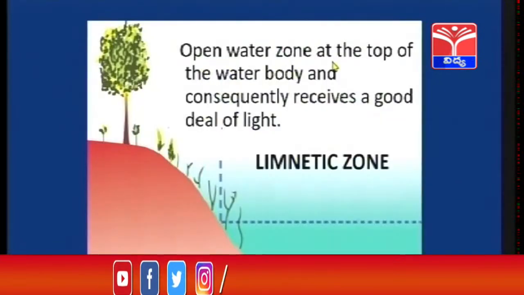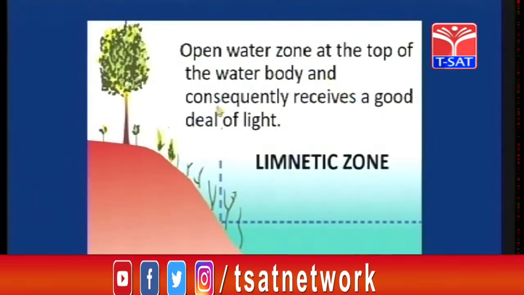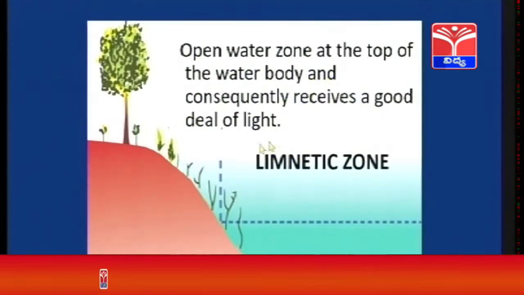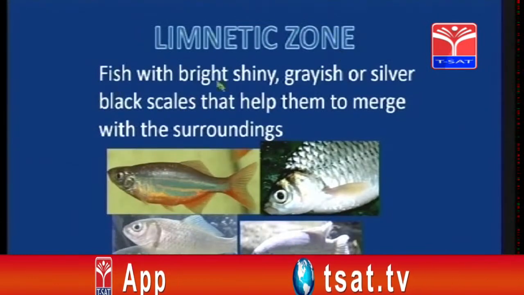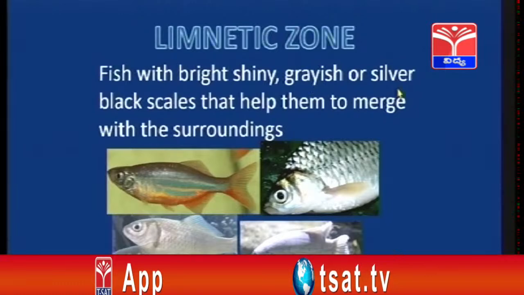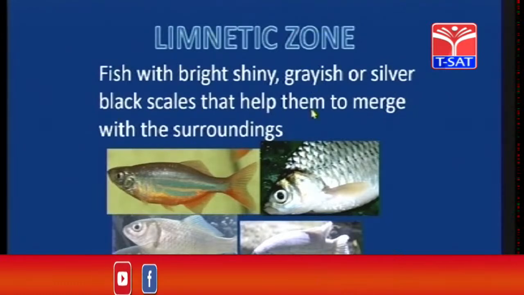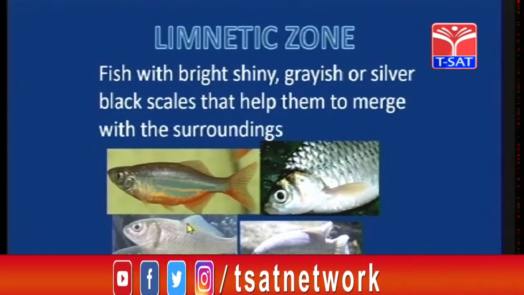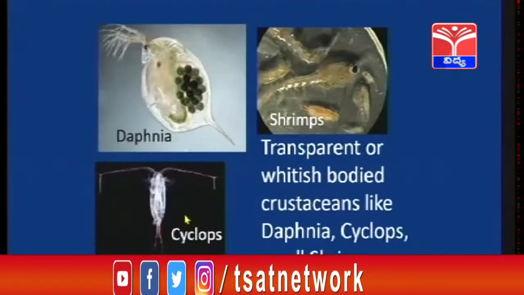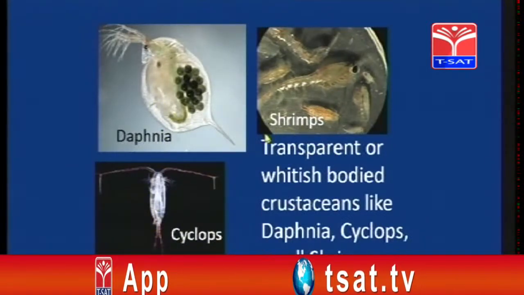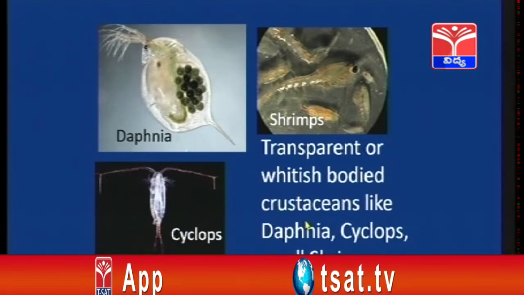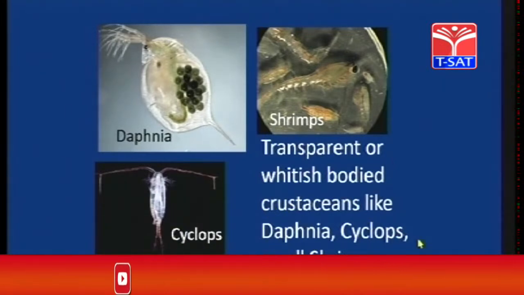The open water zone at the top of the water body, which consequently receives a good amount of light, is the limnetic zone. So, limnetic zone, children. Second zone: fish with bright, shiny, greyish or silver black scales that help them to merge with the surroundings. You can see, children, bright, shiny, silver black scales on the fish. So you can see the Daphnia, Cyclops, shrimps in this region. Usually transparent or whitish body crustaceans like Daphnia, Cyclops, small shrimps are found in this zone.